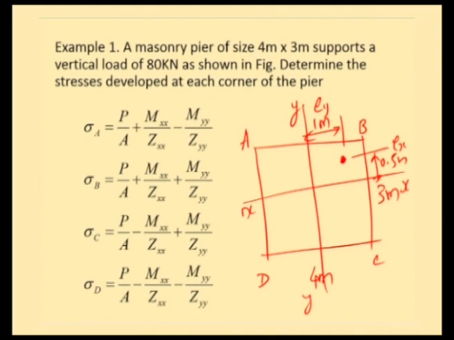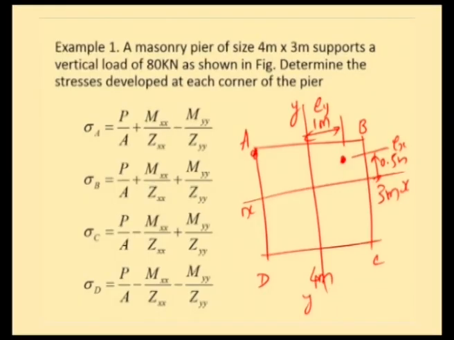Now, we have the direct and bending stress combination. So, P by A plus or minus MXX by ZXX plus or minus MYY by ZYY is the general formula, and we need to see when it will be plus and when it will be minus. For example, if we take corner A, with respect to x axis, the load acts on this side, that is, on the side of A. Our A is also on the same side, so we will get compressive stress and hence a plus sign needs to be used for MXX.